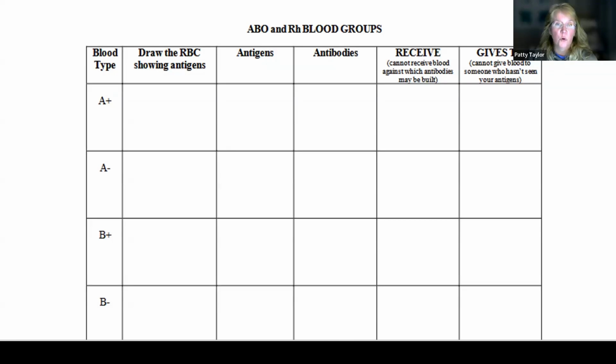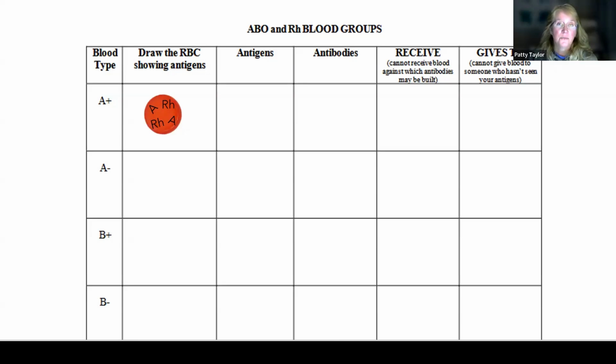Okay, so let's take row 1. That is blood type A positive. We're going to combine the ABO blood group with the Rh blood group. So Rh, you either have the antigen and are called Rh positive, or you lack the antigen and you're called Rh negative. We alternately call the Rh factor the D factor, so you'll see that used interchangeably when we talk about the Rh antigen.